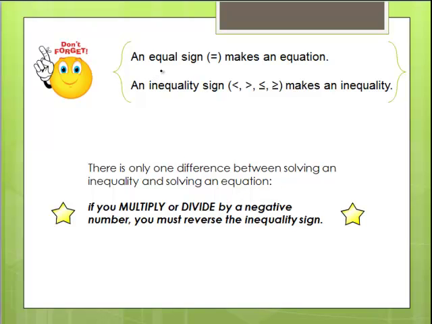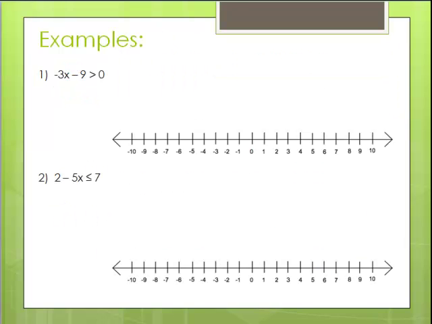Remember this, an equal sign makes an equation, like x equals 3. An inequality sign makes an inequality, like x is greater than 3. There's only one difference between solving an inequality and solving an equation, and that is right here in these bold letters. If you multiply or divide by a negative, you must reverse the inequality sign. Okay, so let's see how that works.